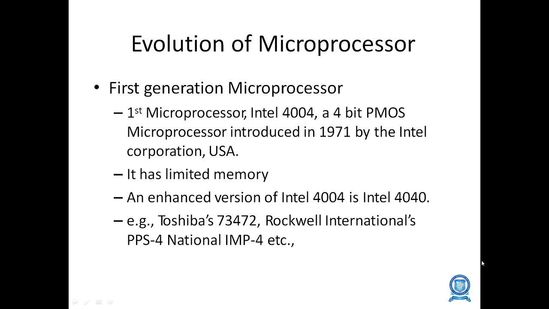Evolution of microprocessor. The first generation microprocessor is the Intel 4004, a 4-bit PMOS microprocessor introduced in 1971 by the Intel Corporation, USA. It has limited memory. An enhanced version of Intel 4004 is Intel 4040. Examples: Toshiba's TLCS-12, Rockwell International's PPS4, National IMP4, etc. So, the evolution of microprocessor is stage by stage.